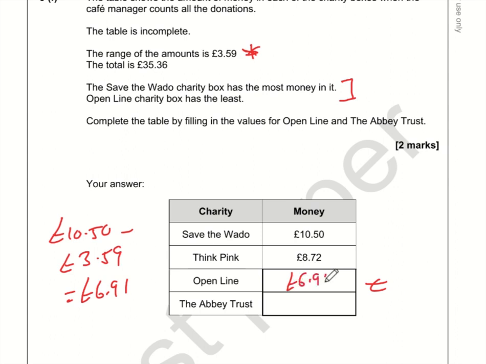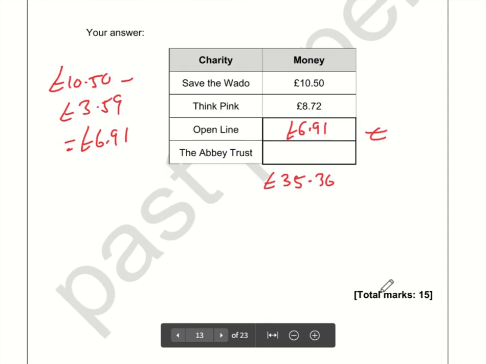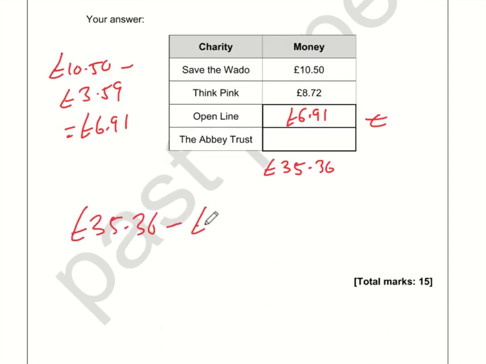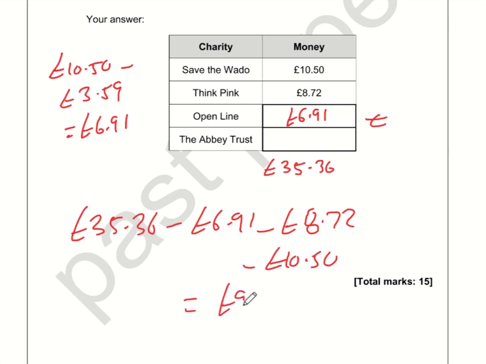So £6.91. Now we know that the total is £35.36. So what I can do here is simply subtract from £35.36 the £6.91 and £8.72 and £10.50, or I add those 3 values up and then subtract that total from £35.36, I get £9.23. So the Abbey Trust, £9.23.